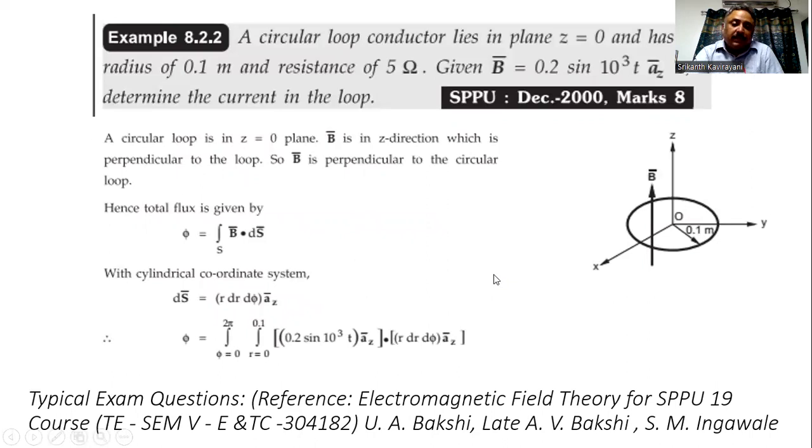This I have drafted from U.A. Bakshi. We have a circular loop conductor which lies in the plane z equals 0 and has a radius of 0.1 meters and resistance of 5 ohms. Given B bar equal to 0.2 sin 10^3 t az, let's determine the current in the loop. Here the circular loop is in the z equal to 0 plane, B bar is in the z direction as given, which is perpendicular to the loop.